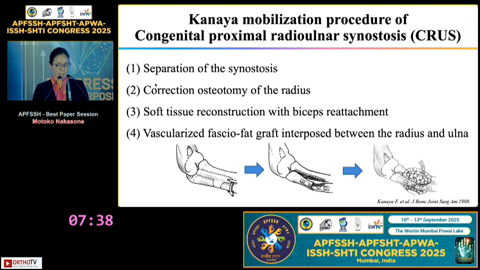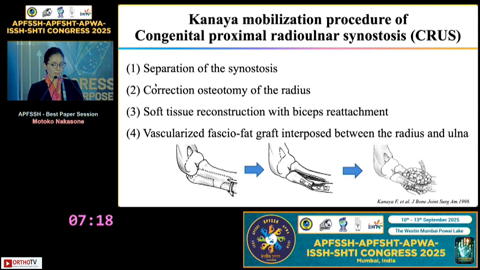It has 4 steps. First, separation of the synostosis. Second, corrective osteotomy of the radius. Third, soft tissue reconstruction with biceps reattachment. Fourth, the vascularized fascial fat graft imposed between radius and ulna.